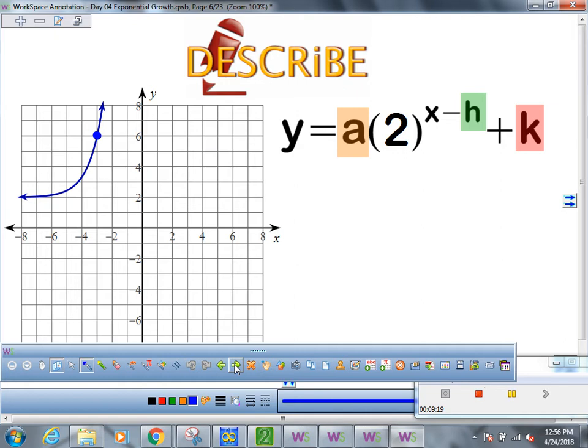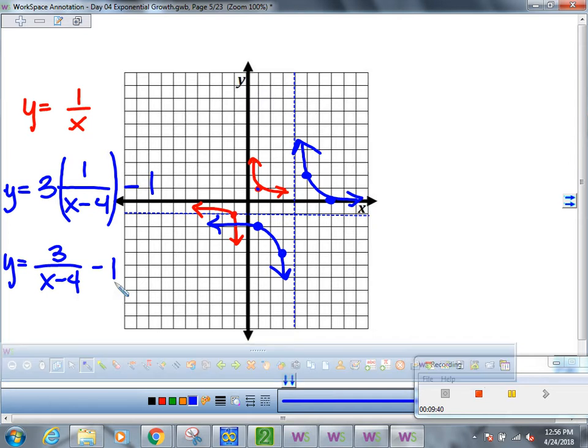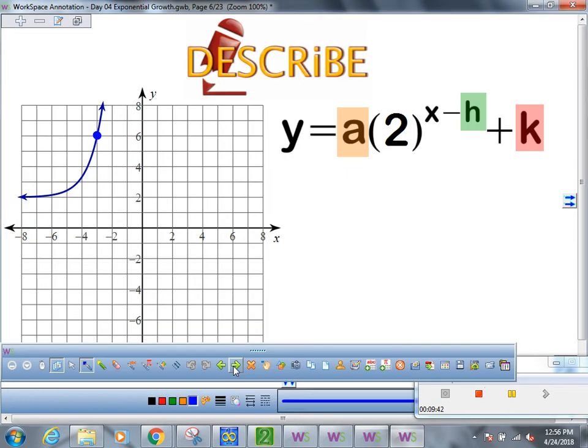It's not there for looks. Actually, what this function really looks like is this. But we pull a 3 out and say that's its stretch. Make sense? Okay. So this one, you've done these already.